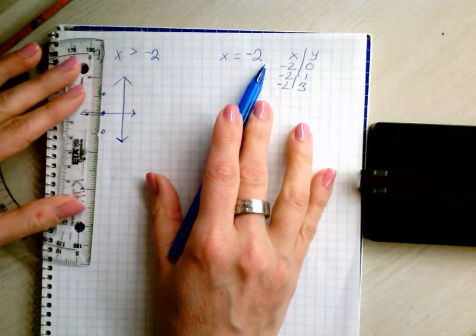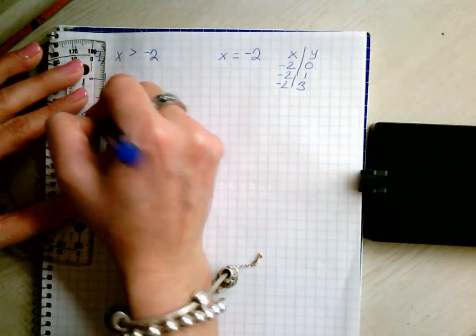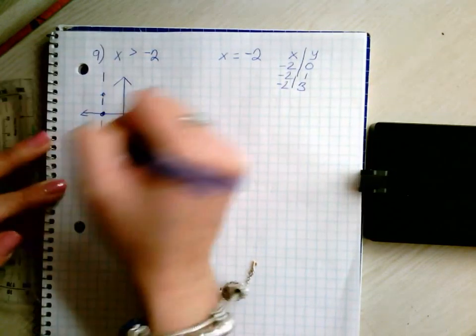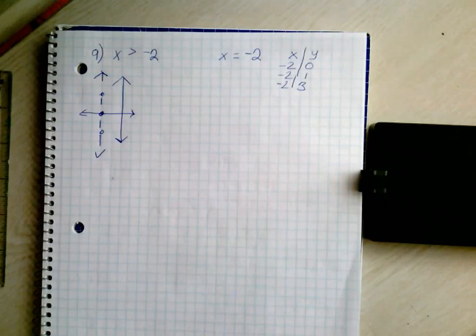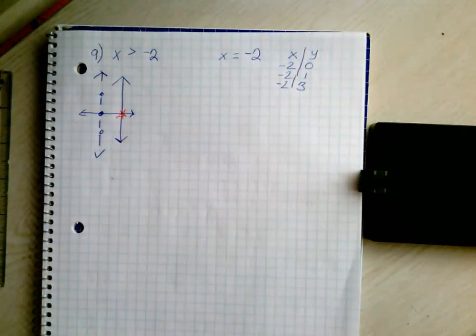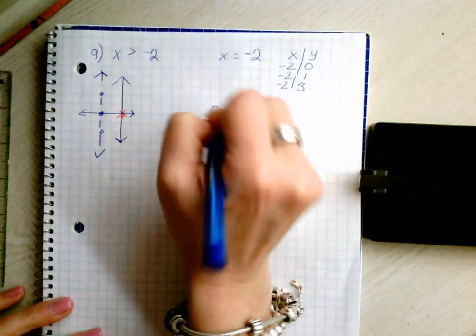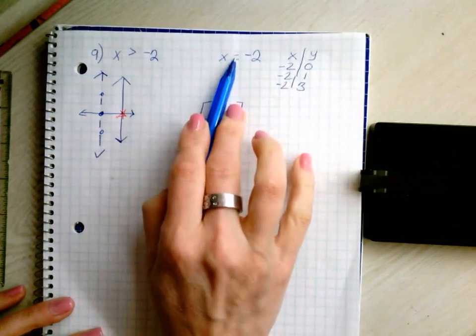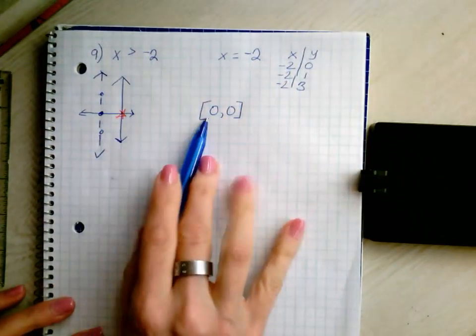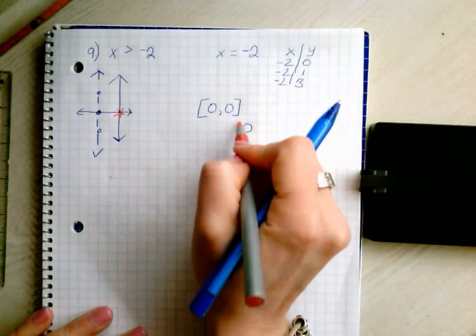Dotted, because it's greater than. If it were greater than or equal to, the line would be solid. Let's pick a point to test. How does 0, 0 look? If I test 0, 0, but all I have is x is greater than, then I'm going to use x as 0.